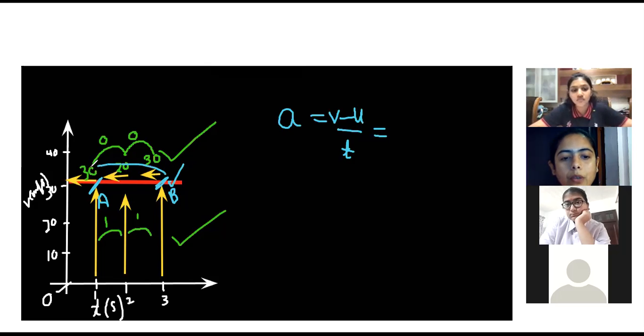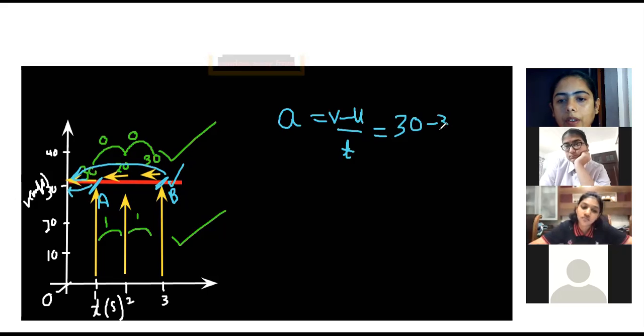B के with respect to कितनी velocity है? 30, minus velocity with respect to A. What is the velocity with respect to A? That is also 30. Divide by time.